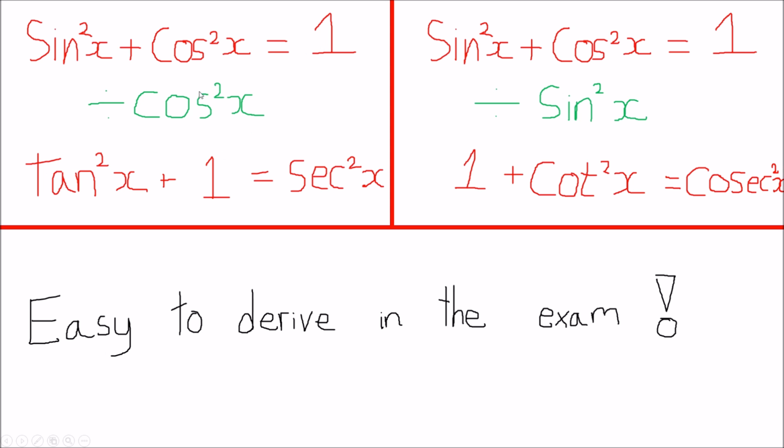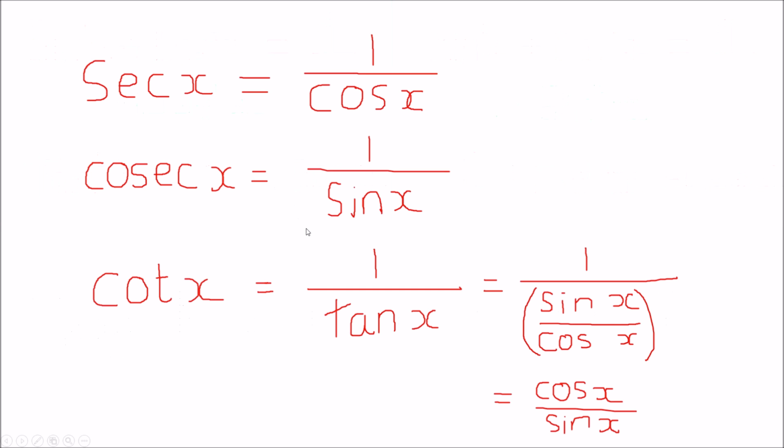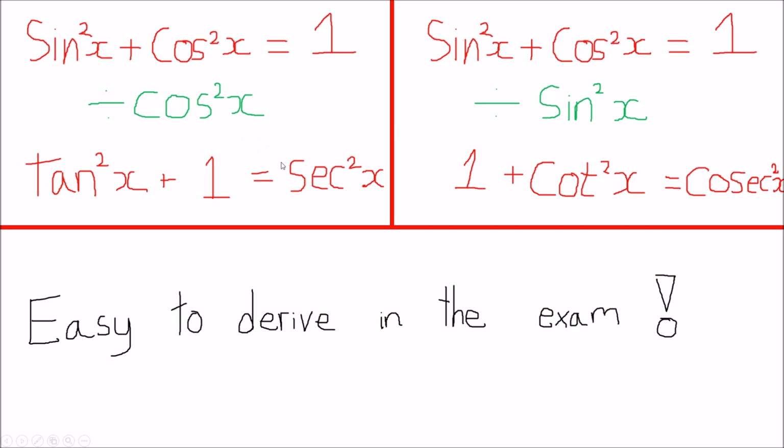And if you have 1 over cos squared x, if you look at the previous slide, we know that 1 over cos is sec x. So 1 over cos squared x gives you sec squared x. That gives us one of our identities, which is tan squared x plus 1 is equal to sec squared x. Also, lots of people like to remember it as 1 plus tan squared x is equal to sec squared x, which is the same thing, just with these two switched around.